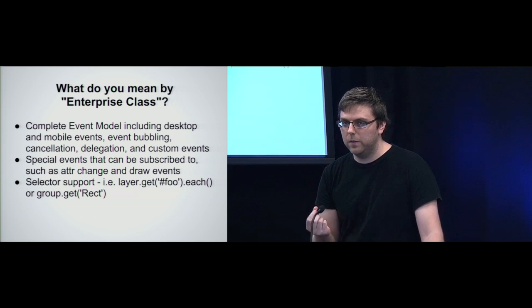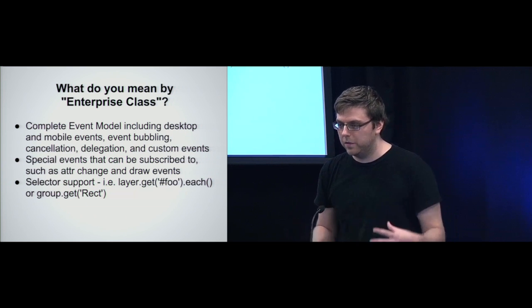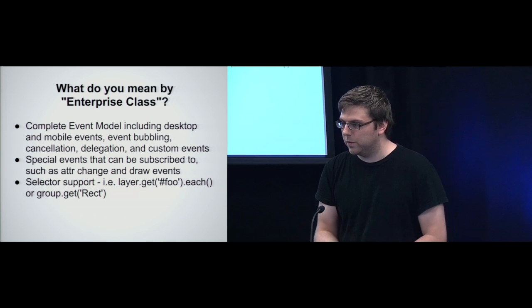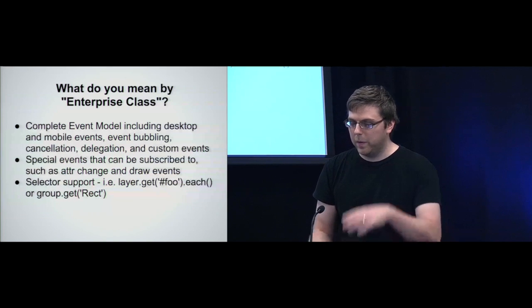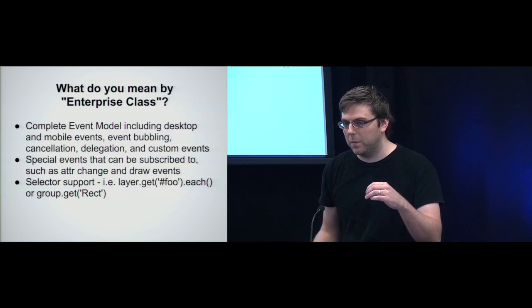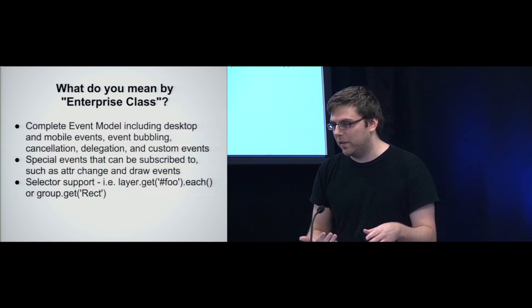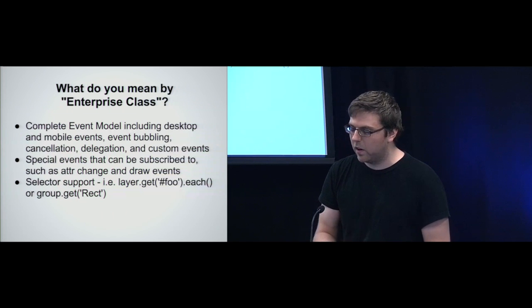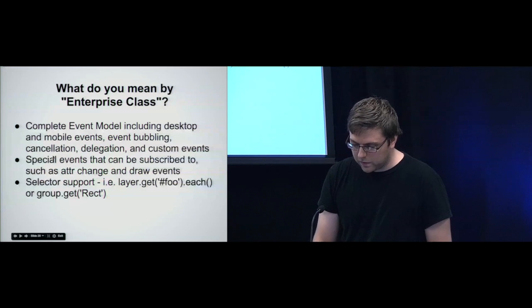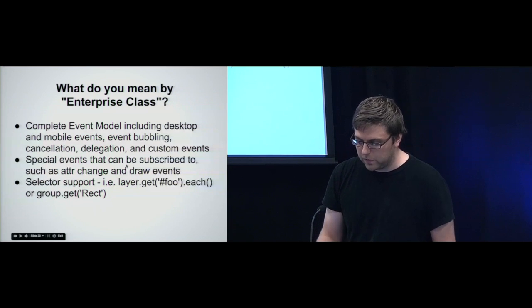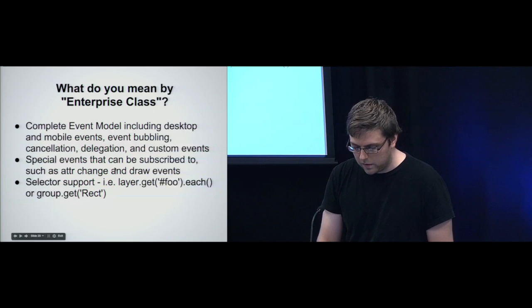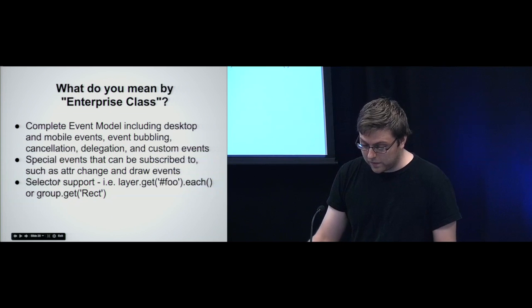So you can hook into nodes inside of a node tree. You can bind listeners to individual nodes. You can bind listeners to parent nodes and listen for event objects to bubble up. You can capture it at that point, determine the target node, and do event delegation that way. It has special events that can be subscribed to, such as add or change and draw events, which on the next slide I'll talk about why that's really important. It even has selector support.